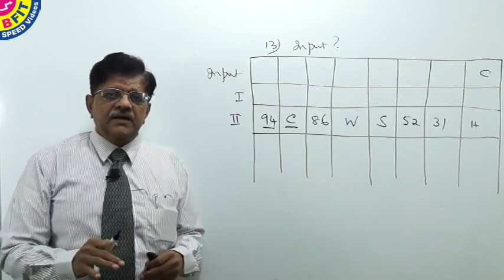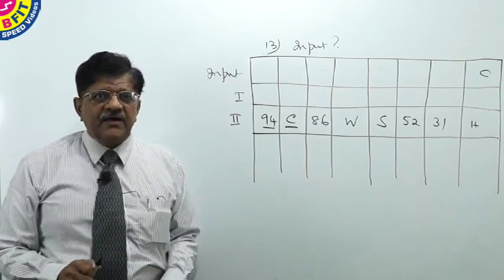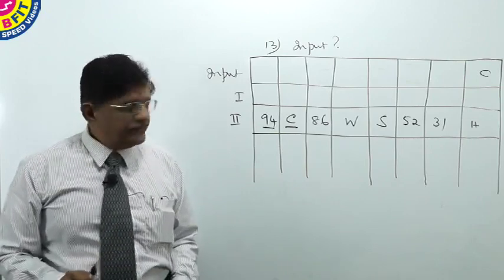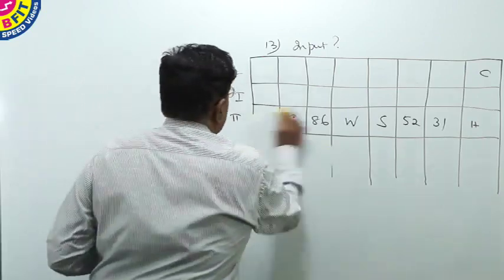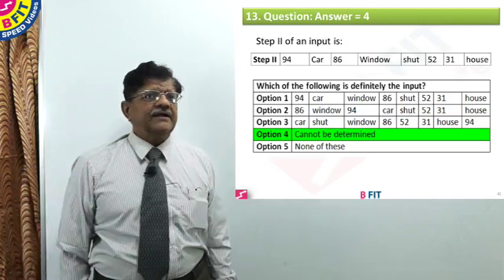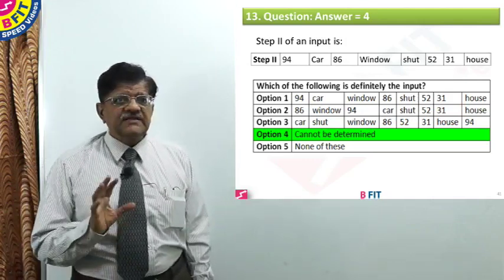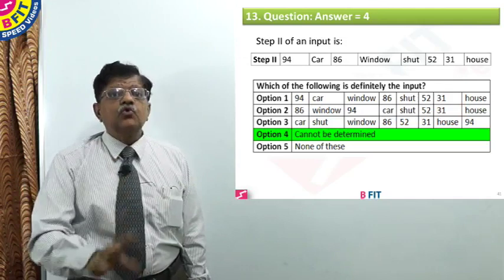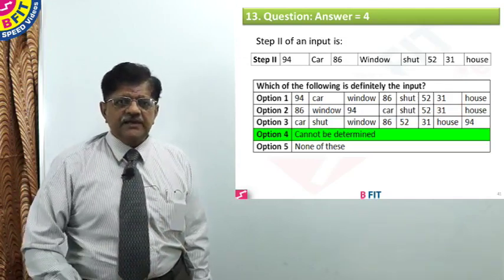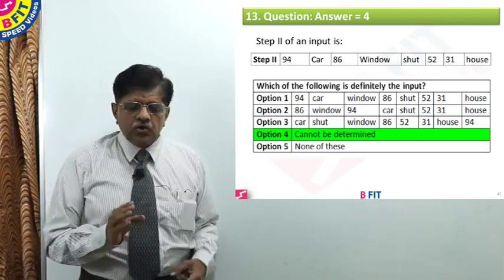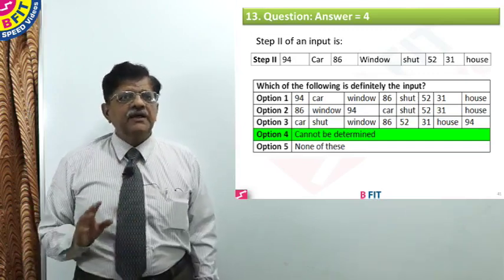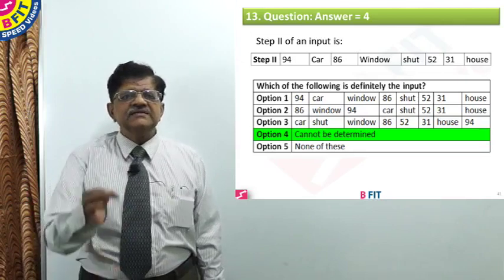These questions are repeatedly being asked. Wherever these questions are asked, there will definitely be an answer option that says cannot be determined. If the sequential output machine question asks you to go back and find out what the input was, you need not waste your time doing calculations. Look at the options. There will be one option, option 4, cannot be determined. Simply choose it.